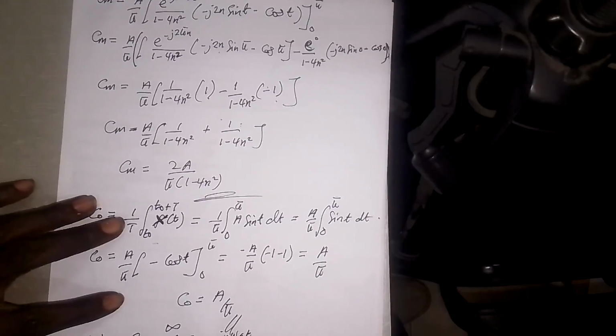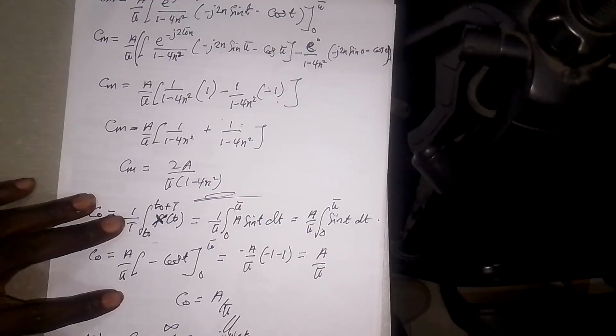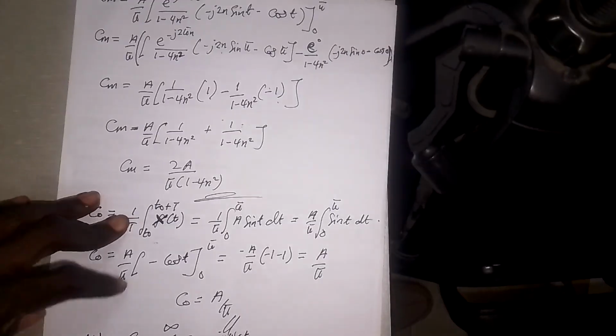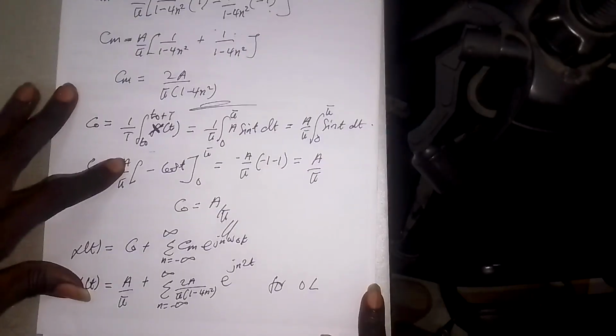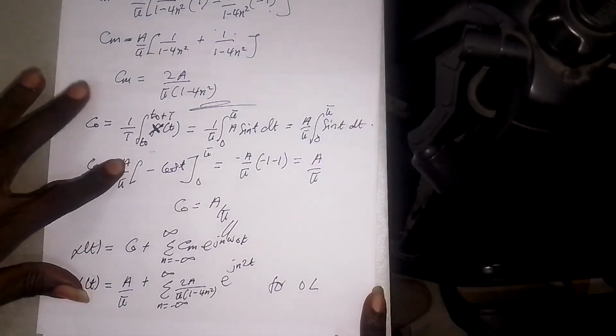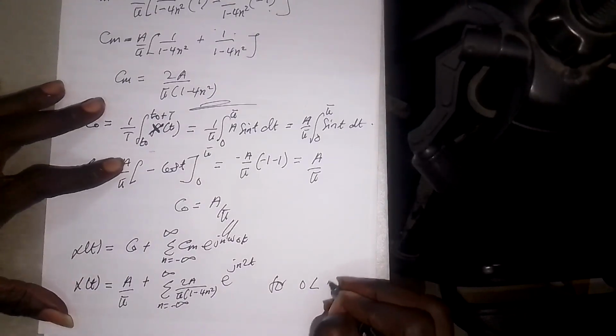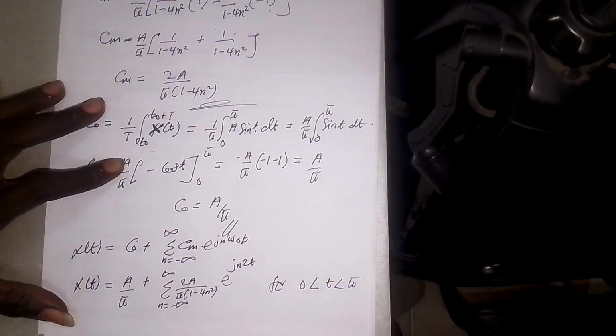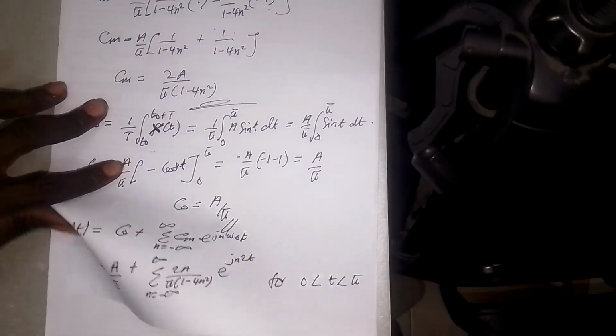Okay, so basically this is going to be your Fourier series for the interval 0 to T, which here is pi. Okay, so basically that's what you're going to get.